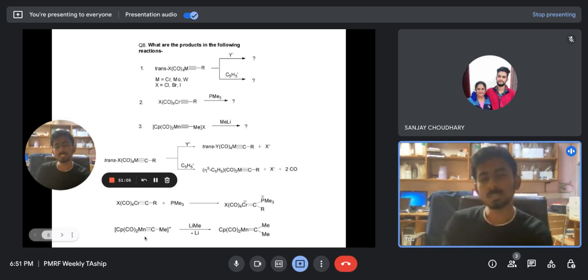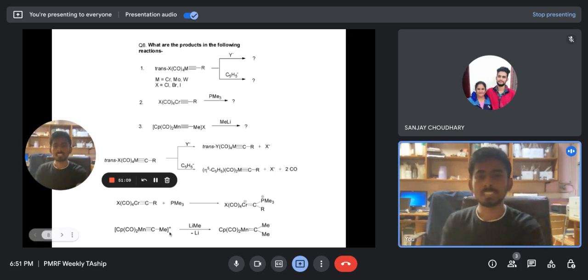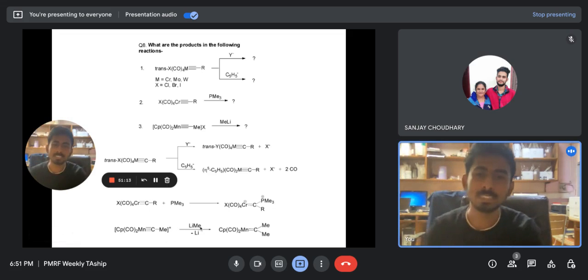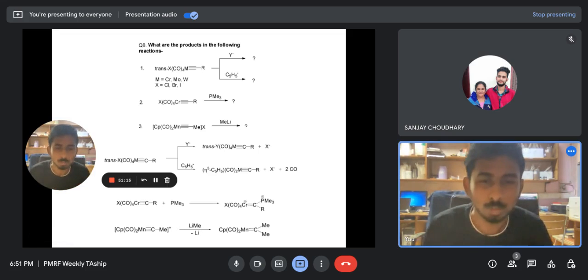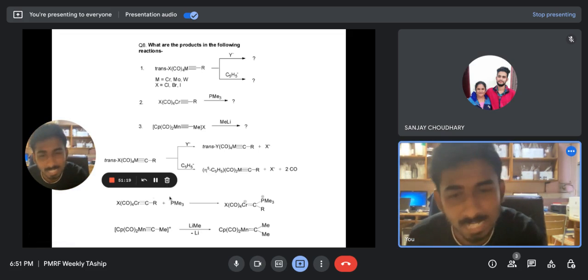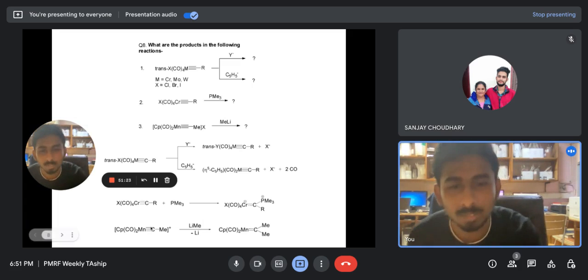And in the last case, it is the CpCO2Mn≡CMe cation, with an anion, that is X minus. What happens? It is reacted with methyl lithium. Again in this case the nucleophile will be attacking on the carbon. Here also, the nucleophile methyl minus will be attacking on the carbon.